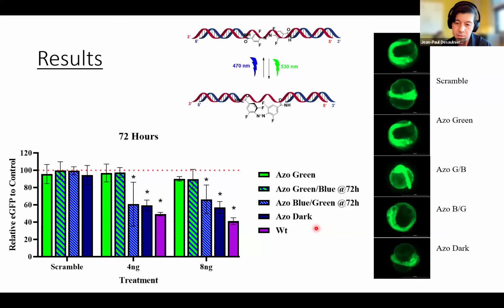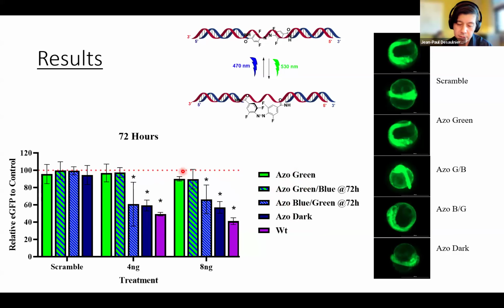Moving on to 72 hours, now you can start to see much more pronounced reduction of EGFP for the blue to green. So remember, for the blue to green, we haven't actually added the green light yet. Okay, just after this measurement, then we start adding it. So we expect this to be fairly comparable, and that's exactly what we see. And then more importantly, the azo green at blue, they're remaining inactive.